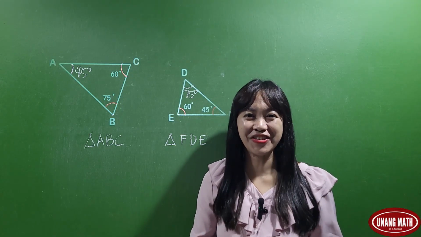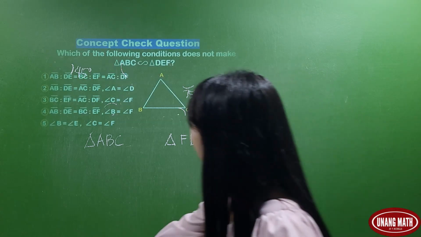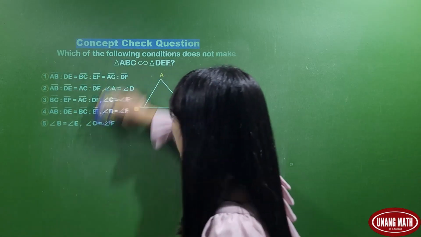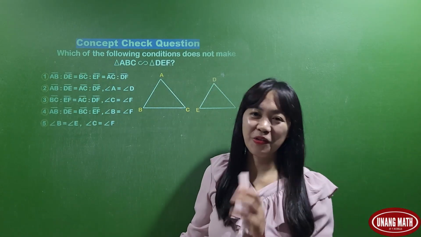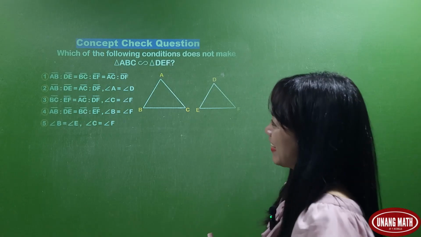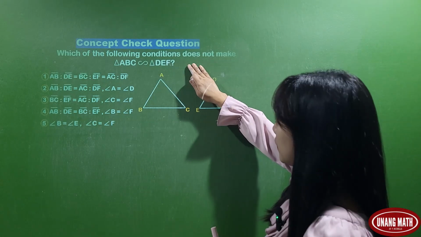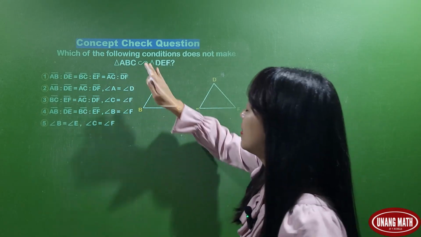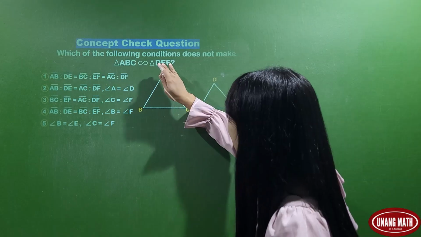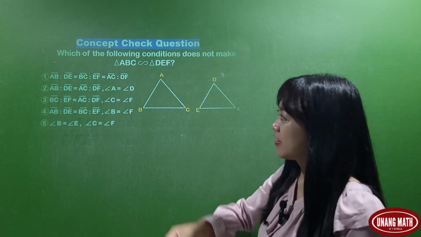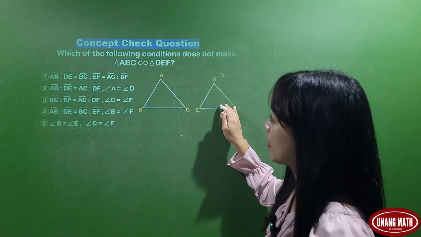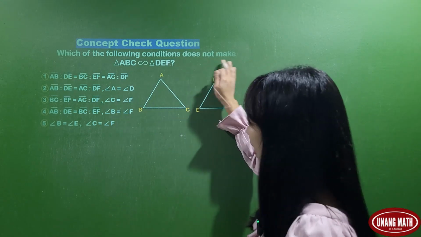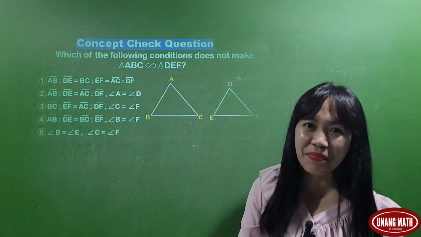similar figures. Okay, now let's answer this problem to check whether we understand all those conditions. The question is, which of the following conditions doesn't make triangle ABC similar to triangle DEF? So, these are the two triangles. We are looking for the condition that doesn't make these two triangles similar.